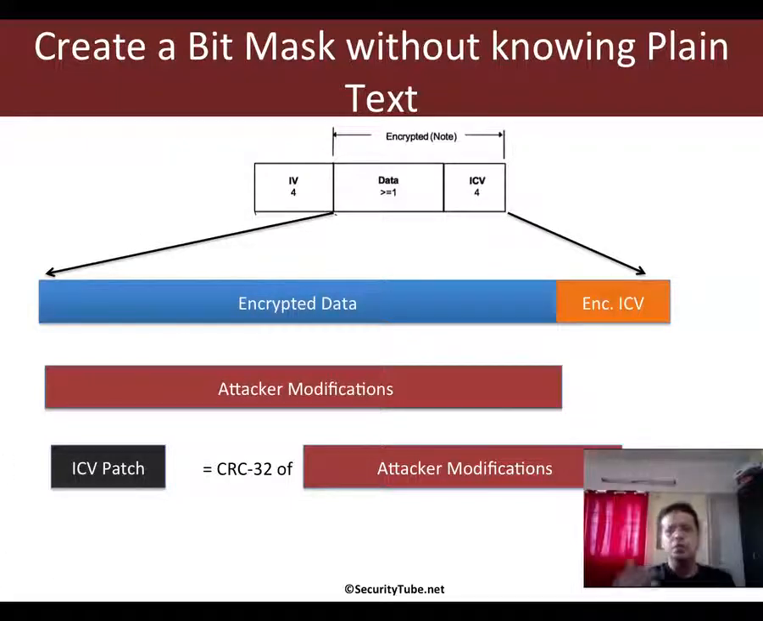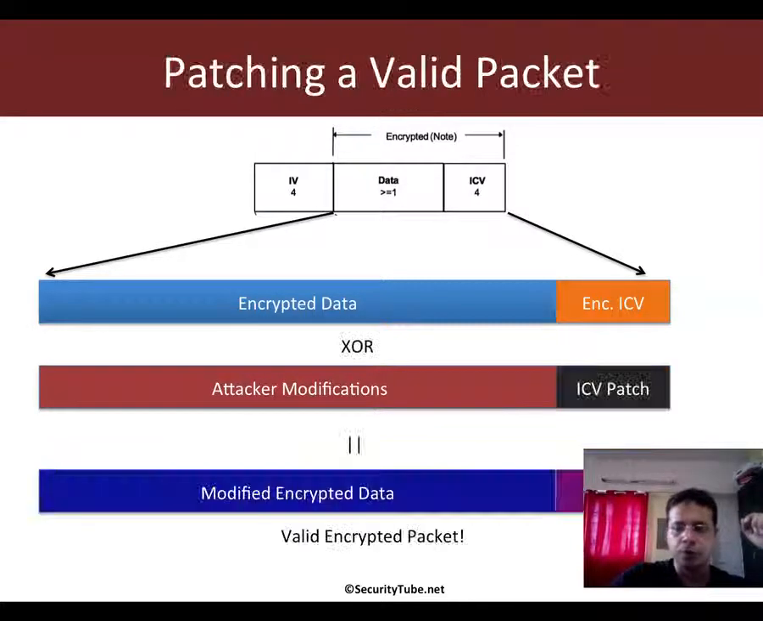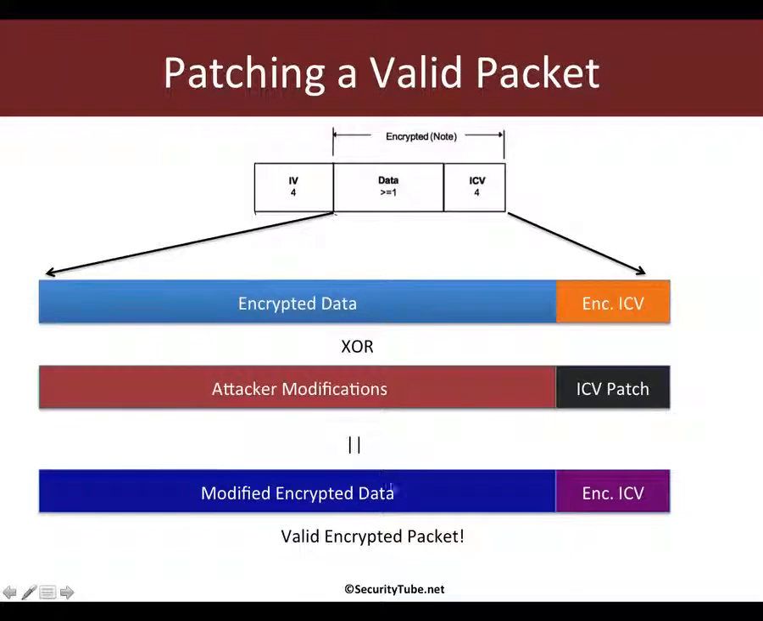So let's take a step back, and this is what we've done. We've taken a bit mask and we've calculated the CRC32 checksum for that bit mask, right? And what we now want to do is just XOR the encrypted packet with our bit mask and the ICV we calculated for that bit mask. And what this will give us is a modified encrypted packet along with an encrypted ICV.